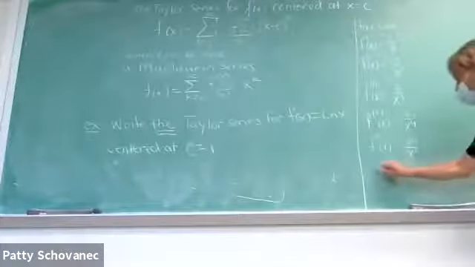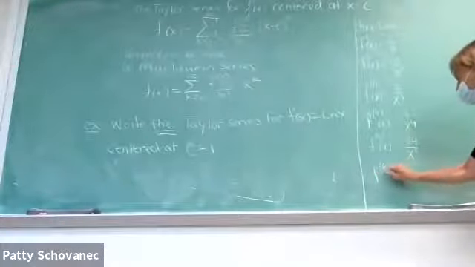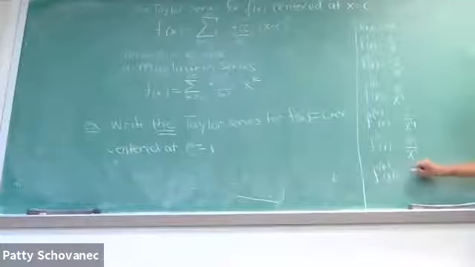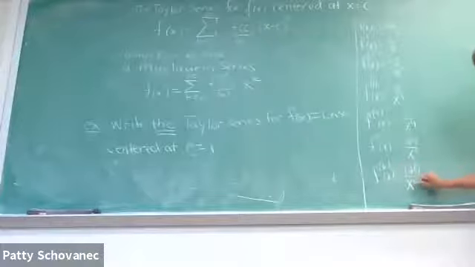I've got room for one more. The sixth order derivative. How about 120? 4 times 5 is 20. So negative 120 over x to the sixth.